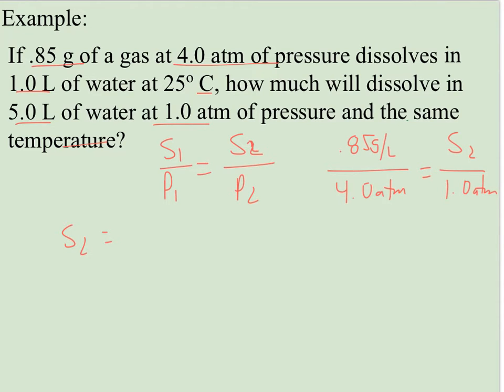And when I calculate that, I see that S2 is going to be equal to 0.2125. I'll just round it to 0.21 grams per liter because my atmospheres cancel out, and remember solubility is in grams per liter. Now I'm not quite done because it asked how much will dissolve in 5 liters of water. So if 0.21 grams will dissolve in 1 liter of water, I could just multiply this by 5 liters, and I can expect 1.1 grams, or 1.106 grams, to dissolve in 5 liters of water. So 1.1 grams would be my final answer.